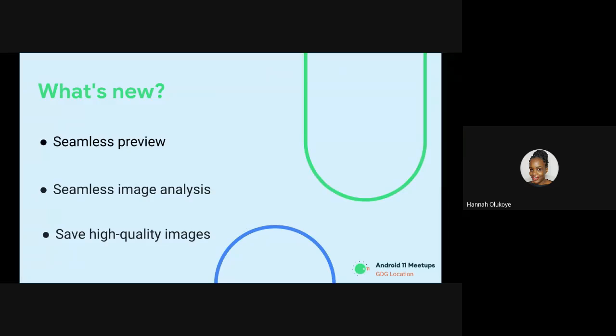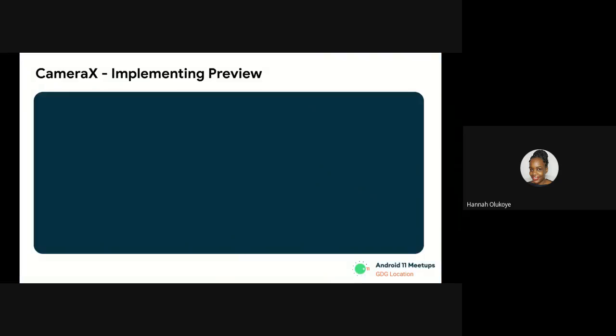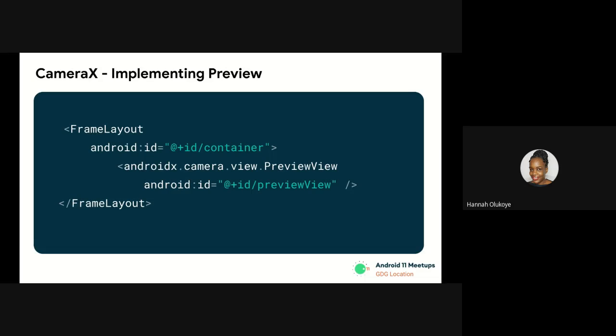I'll walk you through a short code sample on how you can implement a preview with the CameraX API. So let's look at some code. First off, we start with an XML layout file. We add in just the preview view. That's what you add into your layout.